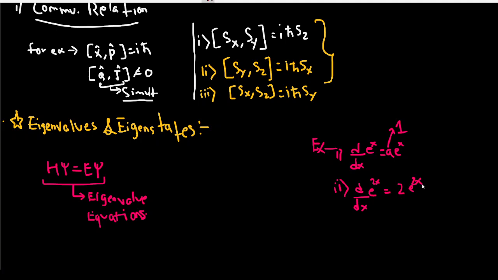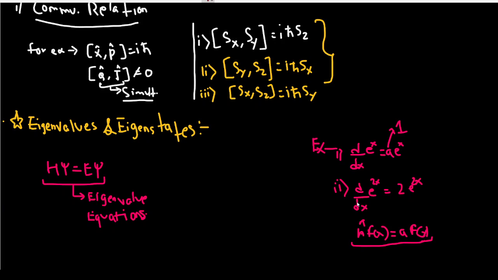Again, listen very carefully. In the context of linear algebra, when I apply some operator to some function, let's say f of x, we get a constant a, which is real, multiplied by the same function. And these types of equations are very common in linear algebra and quantum mechanics. These types of equations are what we call eigenvalue equations.